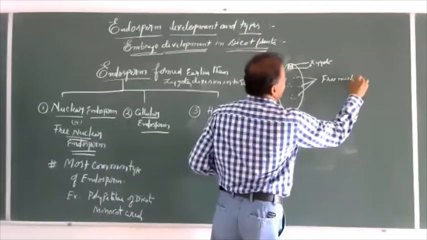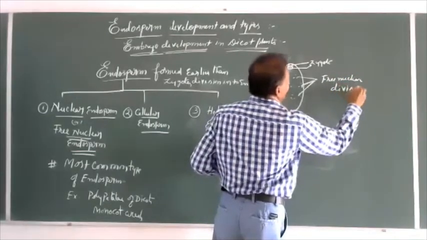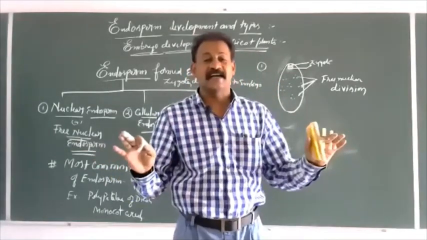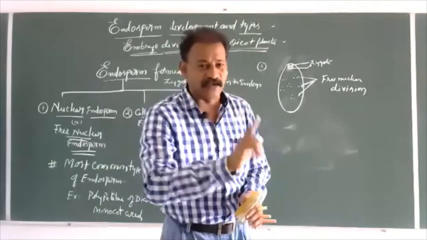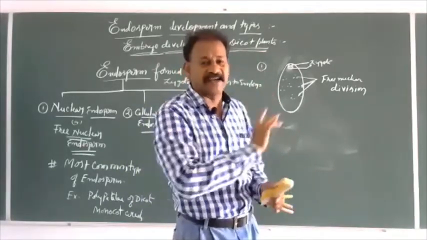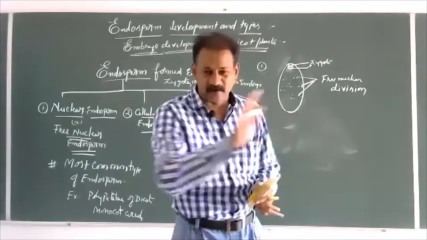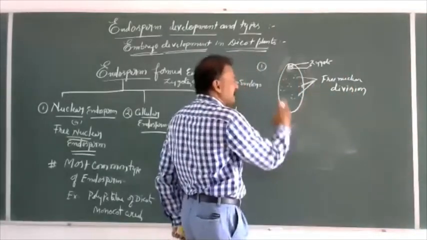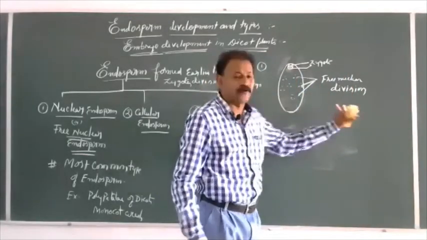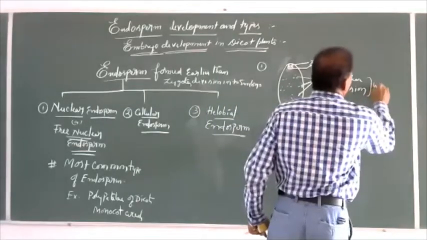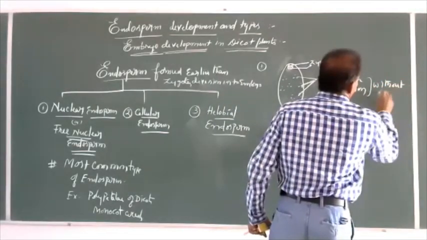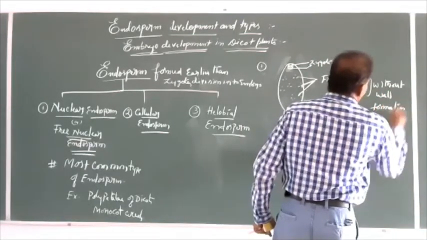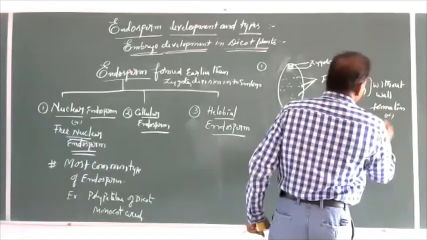Free nuclear division means immediately after the division of nucleus, there is no cytokinesis or division of cytoplasm. Only nuclear division means nucleus only will divide. Immediately cytoplasm is not going to divide. This is called free nuclear division. So an endosperm tissue is formed by free nuclear divisions without wall formation. What is without wall formation? It means no cytokinesis.